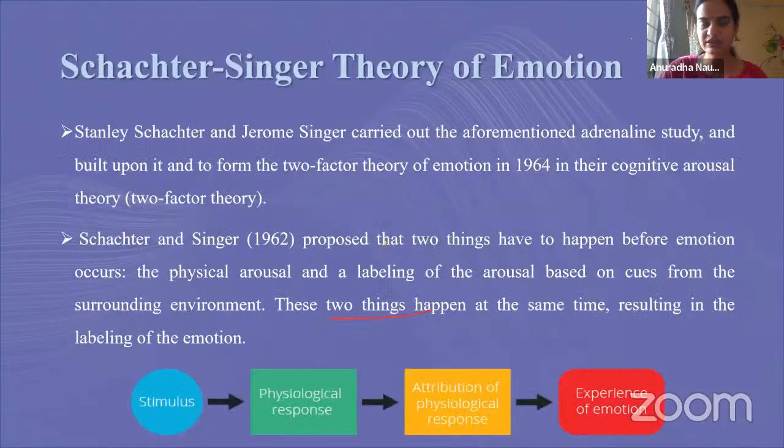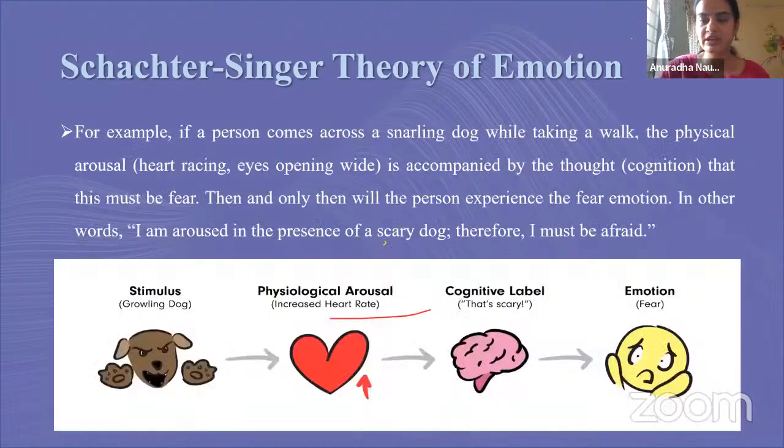Schachter and Singer's theory, remember this as the two-factor theory. What they have done is they have added another component, which is the cognitive labeling of emotion. So if my heart rate is increasing, I'm labeling it as, okay, I am scared of the situation. So now my emotion will be fear. There are two components involved: the physiological arousal as well as the cognitive labeling of the situation that will lead to the experience of emotion. So this is the two-factor theory.